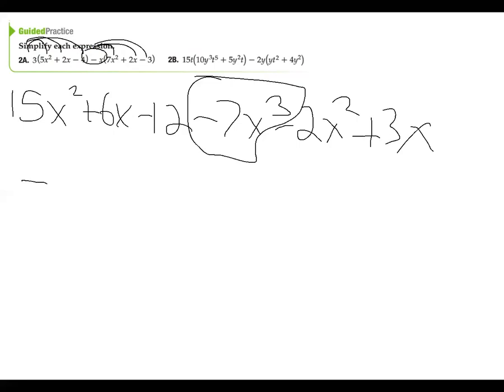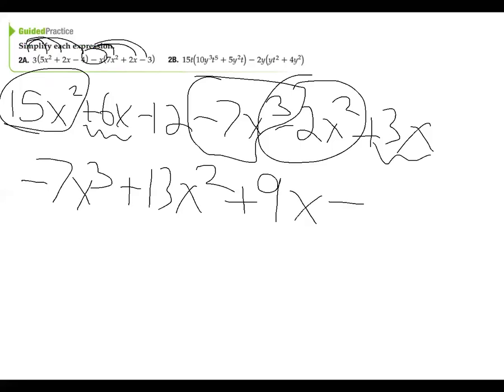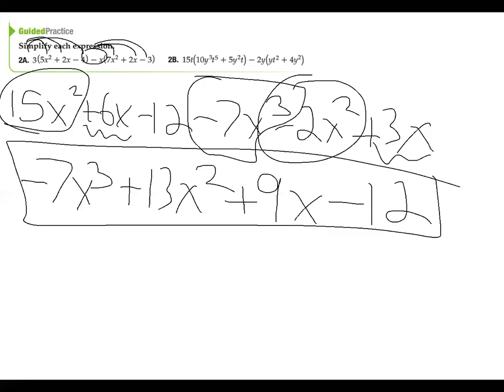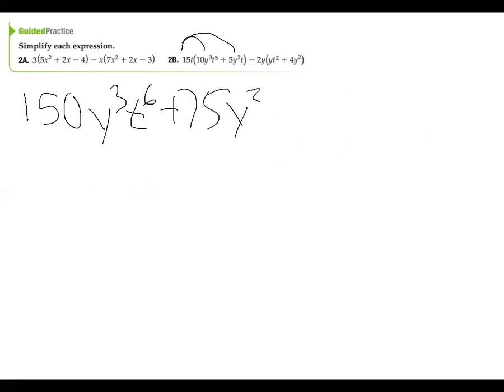Take the sign with the numbers, so negative 7x cubed. Then you have 15x squared minus 2x squared, which would give you plus 13x squared. Then you have a 6x and a 3x, which would give you plus 9x, minus the 12 at the end. So negative 7x cubed plus 13x squared plus 9x minus 12. Let me erase that and do the next one. So distribute the 15t to both terms. So you would have 150 y cubed t to the 6th plus 75 y squared t squared.